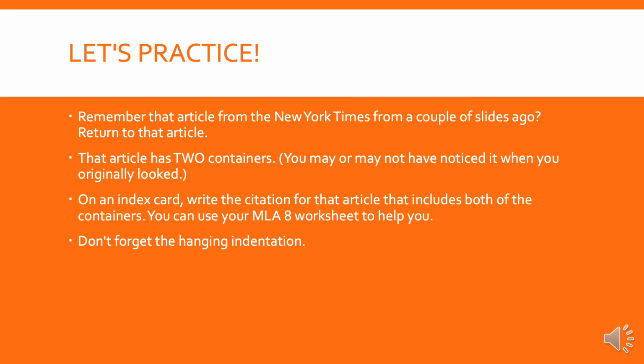So let's go ahead and do another practice. Now remember that article from the New York Times from a couple of slides ago? You actually used it as a practice, and you went to D2L, to the discussion, to post what you think the citation is going to be. I want you to go back to that article. Now that particular article has two containers, and I'm not quite sure if you saw it when you originally were citing it, but that actually has two containers. So if you look, there's actually two containers there. On an index card, I want you to write the citation for that article that includes both containers. You can go ahead and use the worksheet to help you. Don't forget to write the hanging indentation and put your name on the index card. Bring it to class next time because I want to see it. Okay?